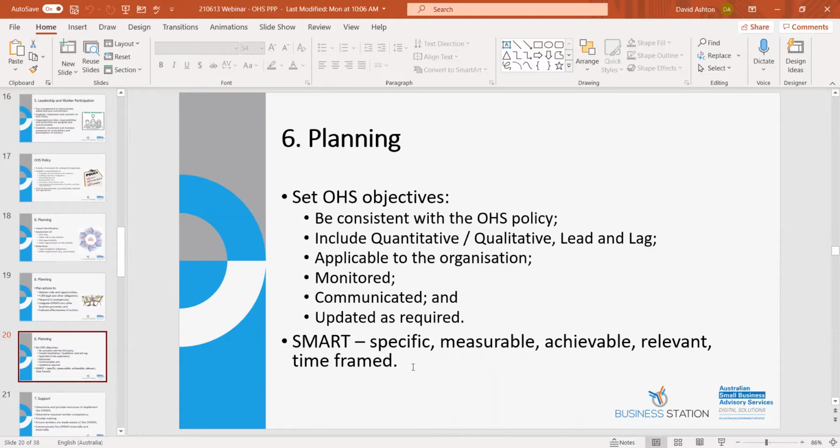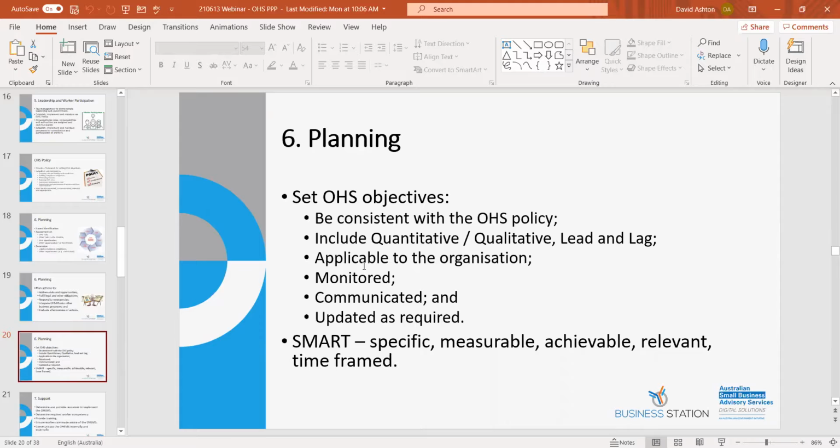You need to set objectives. So, what you want to achieve with safety, obviously things like zero lost time injury and the like. They've got to be consistent with the policy. Include both quantitative and qualitative measures, also lead and lag measures as well. Obviously applicable to your business. You need to monitor them, communicate them, and update them as required.